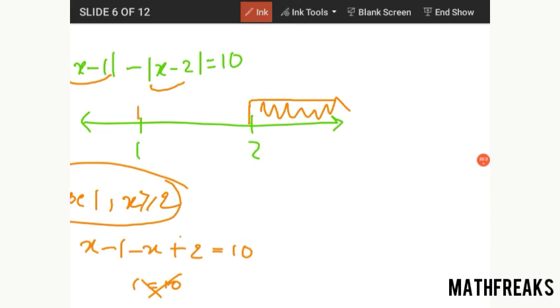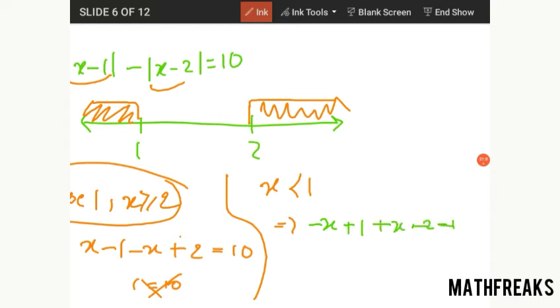Now the second case is x less than 1. Again you have to look at the mods. This one will always be negative since x is less than 1. This one will also always be negative for x less than 1, so both of them will open with a negative sign, correct? So if we do this, this will be minus of x plus 1 plus x minus 2 is equal to 10. So x will also not lie in the region less than 1.